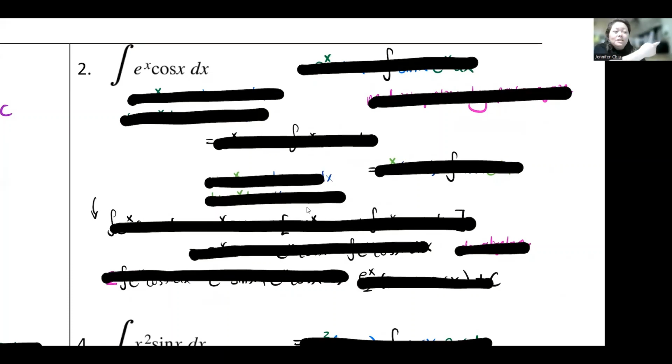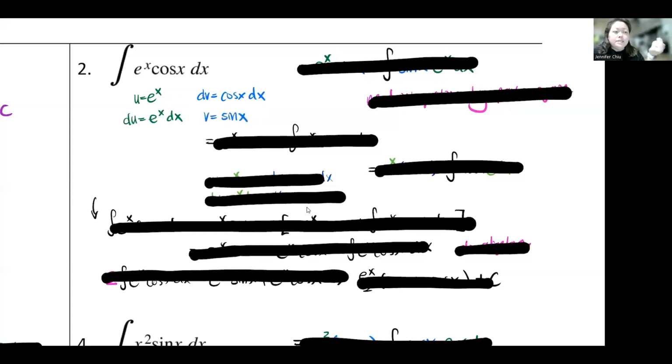So in this case, because of the options we have here, exponential function versus trig function, the trig function actually becomes my more complicated function. So that's what I'm going to set up as my dv, okay? So u is e to the x, dv is cosine of x dx, okay? Next step, find du and find v. So du is going to be e to the x dx, v is going to be sine of x, right?